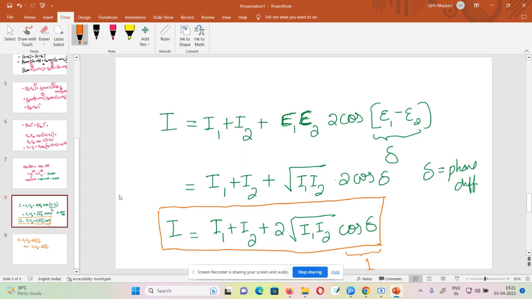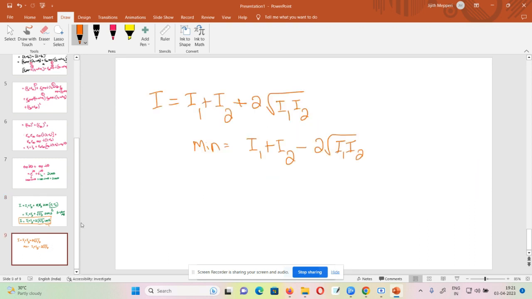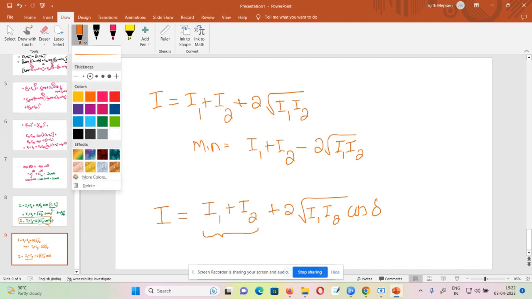Why is this important, or why is this a fascinating thing? This equation is a very nice thing. What it is saying is that total irradiance or total intensity given by two sources will be equal to I1 plus I2 plus 2 into square root of I1 I2 cos delta. I1 plus I2 is the total irradiance if you add the intensities of the two sources separately. So just think that you have two light sources.